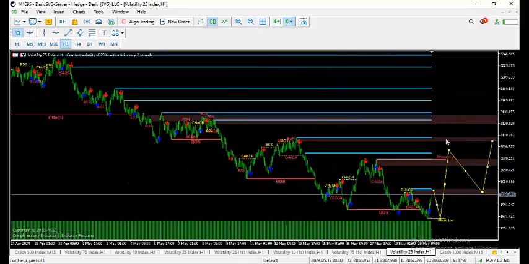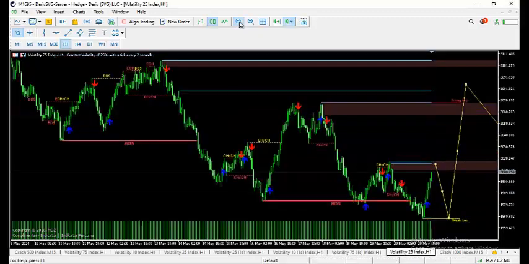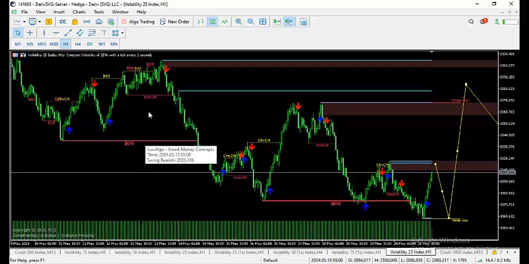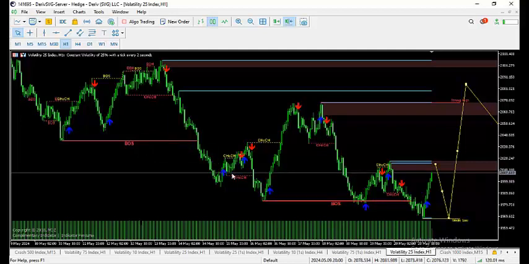There are a lot of strategies to be used with this indicator. I've just shown you one. The next one I'm going to show you is this. Whenever you have a major break of structure like we have here, you can see this is a major break of structure. This over here is a minor one. This is a minor break of structure.